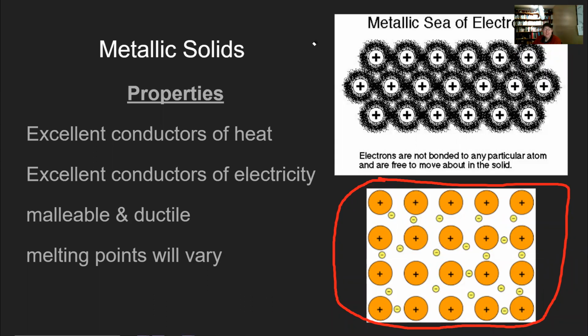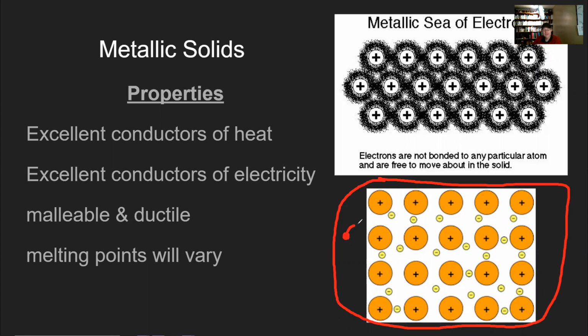Well, this would allow silver to be malleable. If you hit this with a hammer, it could just bend and fold into shape, and it doesn't really matter. It also means they're ductile. Ductile means you can pull them into wires. So malleable, you can be flattened into sheets. Ductile would be pulled into wires. These are also good conductors of electricity.